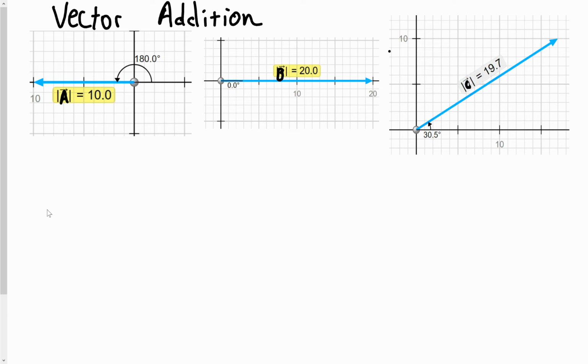Hey guys, and welcome back to this quick video on vector addition. What we want to do in this video is learn how to define vectors based on their x and their y components. So we're going to do this one kind of like in a calculus style, if you will.